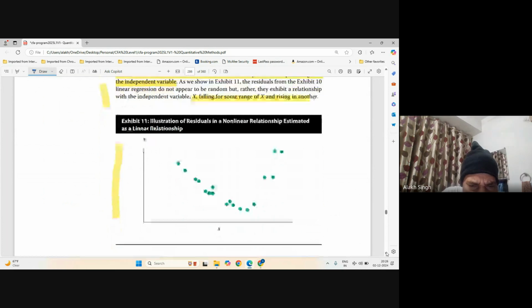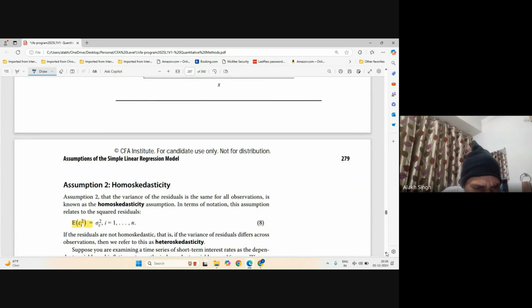So that was the condition of linearity. Error terms should not have any pattern, or they should not have any autocorrelation. Seasonal variation will also cause non-linearity. That will cause autocorrelation also, so error terms will not be independent.